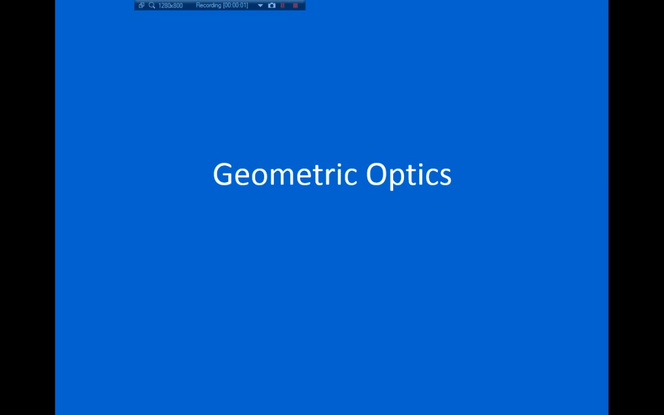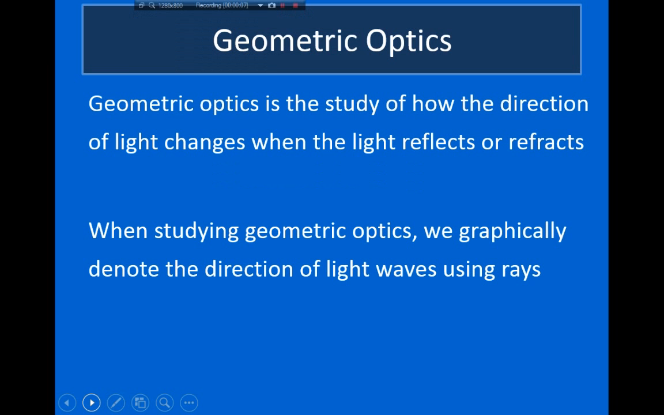Hello and welcome back. In this video, I'm going to begin discussing something called geometric optics. Basically, geometric optics describes how the path of light will change when the light either reflects or transmits through a material. And when we study geometric optics, we typically ignore the wave nature of light. So we're not going to be really looking at interference. We're just going to be looking at the path that the light is traveling.